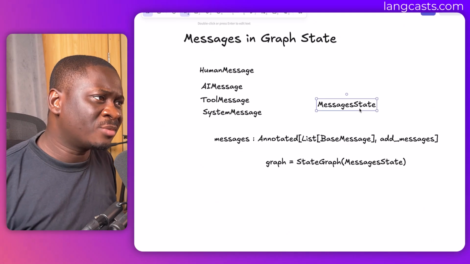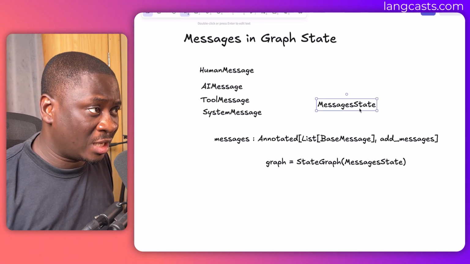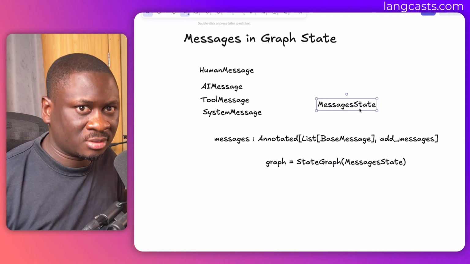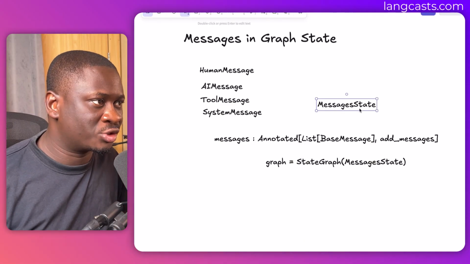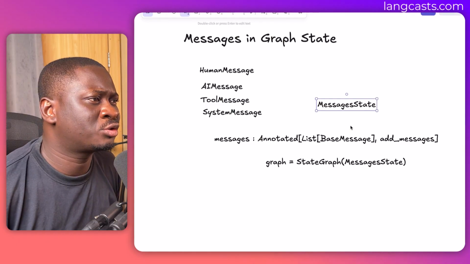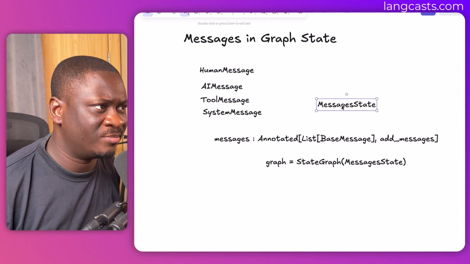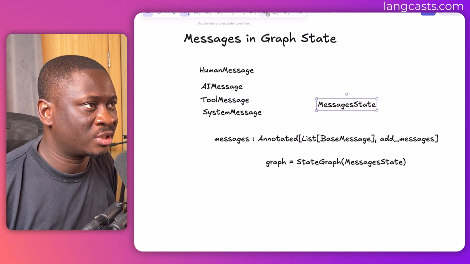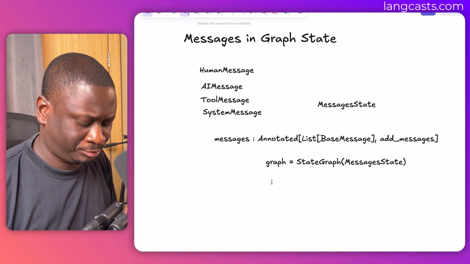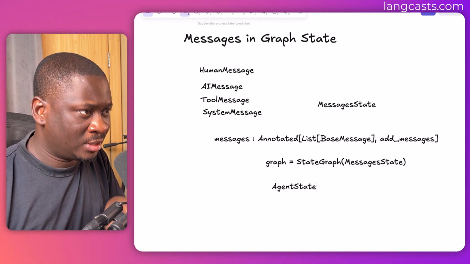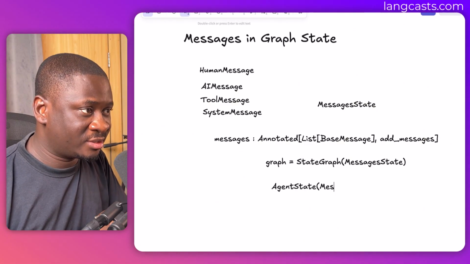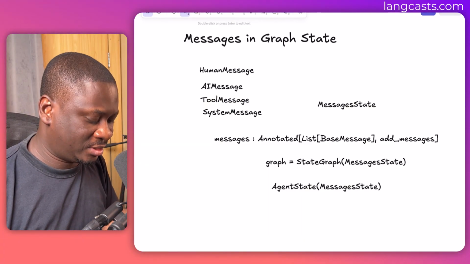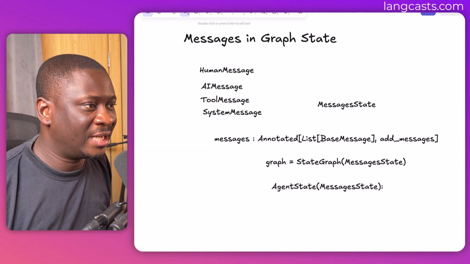But in a lot of cases, you don't just want to keep messages in your state. You want to keep other state variables in your state, and let's say you still want to take advantage of this MessagesState class. So what you can do is define a new agent state, and that agent state is going to inherit from MessagesState.